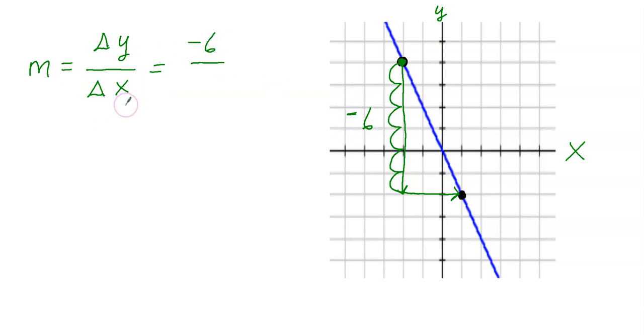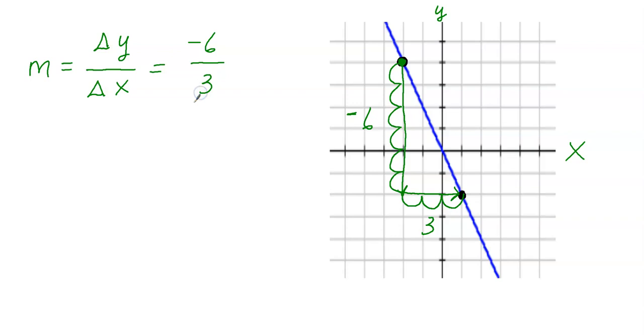Now, what do you think the change of x is? It's this length from here to here, and I'm moving to the right. So I start here, and it's 1, 2, 3. And it's to the right, so it's positive. I don't need to show my positive sign. So the change of x is 3.